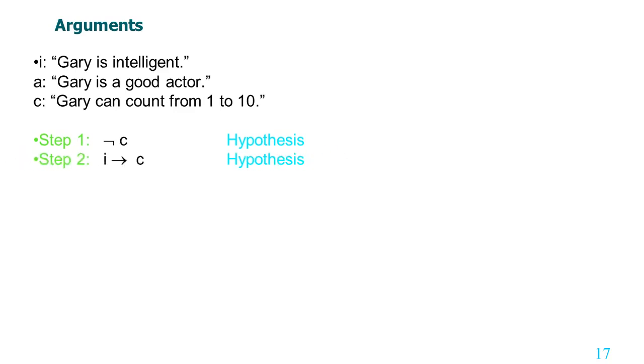It is also a hypothesis since it is given: if I stands for Gary is intelligent and C, Gary can count from 1 to 10, that means if anybody can count from 1 to 10, he is intelligent. It is given, hence it is a hypothesis. Now from steps 1 and 2, using the modus tollens rule, we can conclude not I, which means Gary is not an intelligent person.